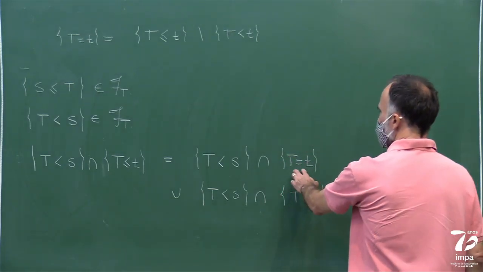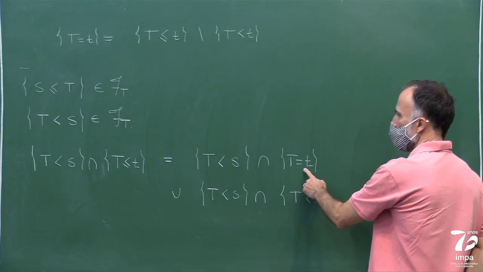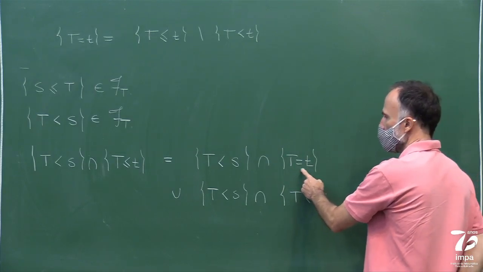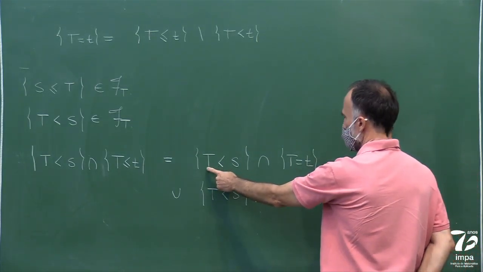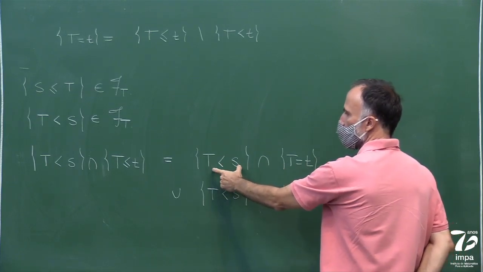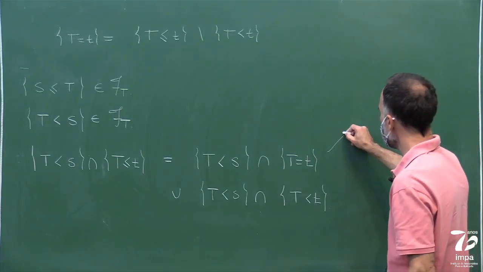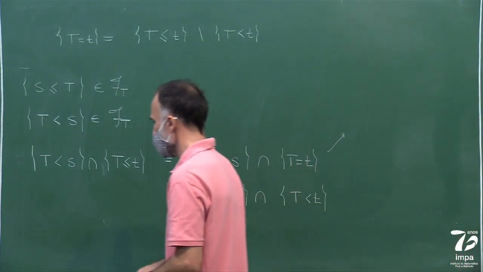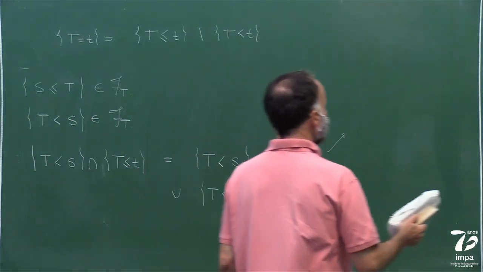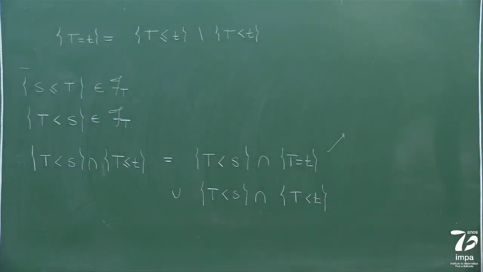So again, for the first one, it's easy because, well, {T = t}, we have seen it's in Ft. Then I can replace capital T by small t, and {S > t} is also in Ft. So for the first line, there is nothing we need to say. So let's consider the second line.